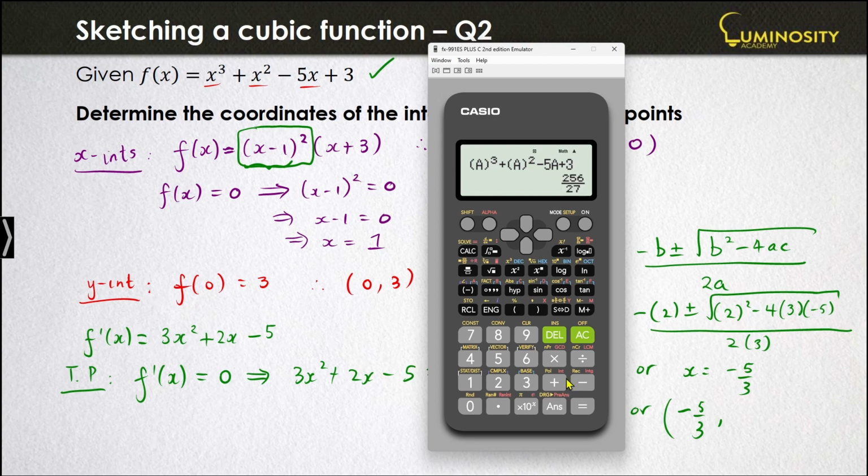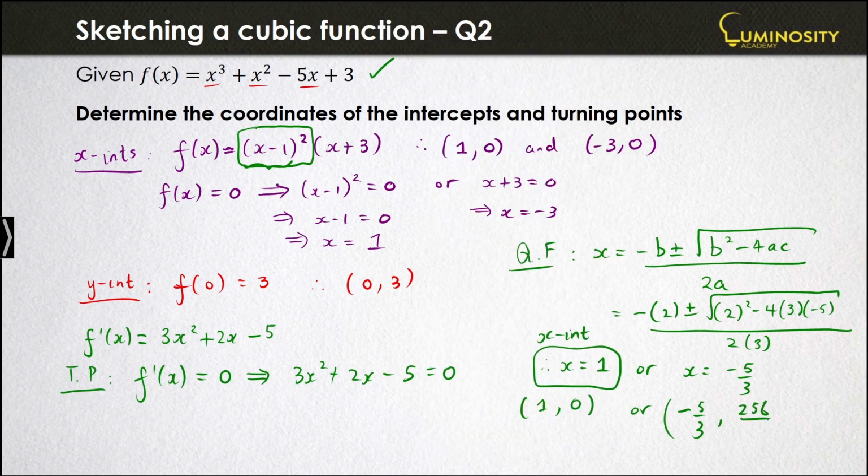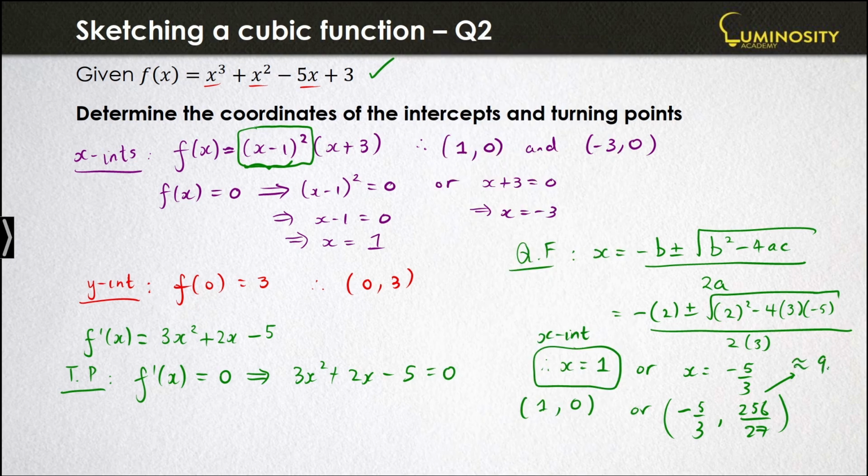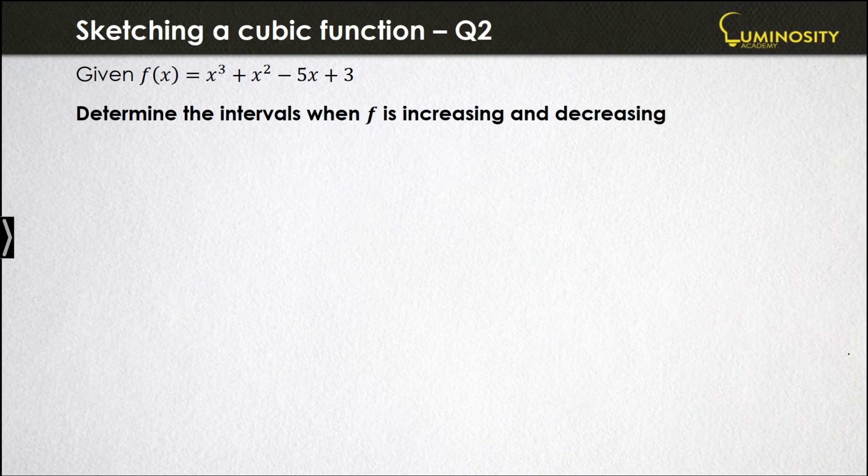So I get 256 over 27. 256 over 27, and I just want to get a feel for what number that is in decimals. 9.48, so just say approximately 9.48 to 2 decimals. Okay, so that is the intercepts and the turning points.